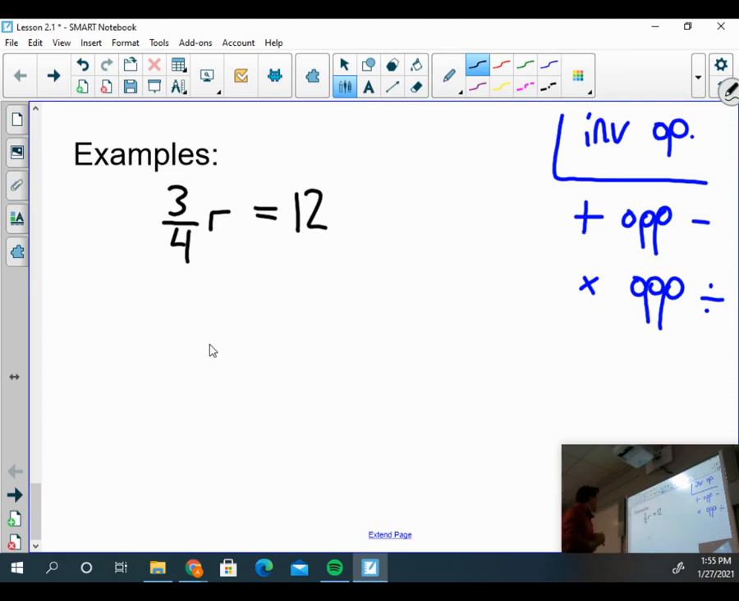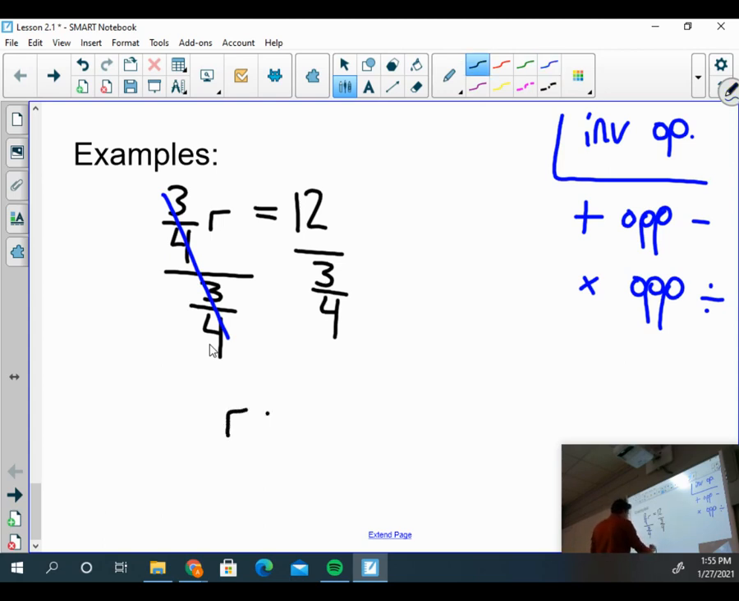But I think the simpler way to do it is we acknowledge that the 3/4 is being multiplied by the r. And so if the 3/4 is being multiplied by the r, according to the logic we've been following with inverse operations, we should then divide by 3/4, right? If I am multiplying by 3/4, the opposite would be dividing by 3/4. And that, of course, as we've seen before, when you divide by the same thing you're multiplying by, you're just left with your variable.